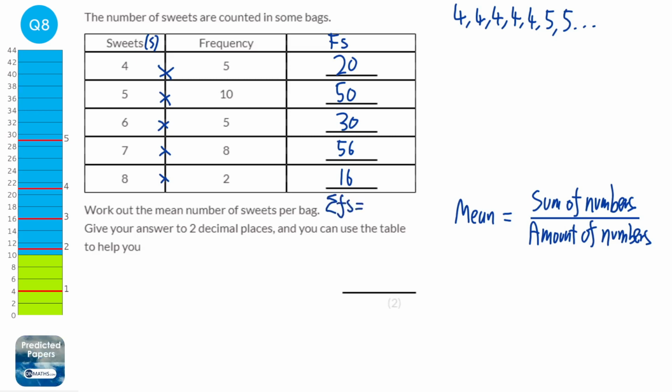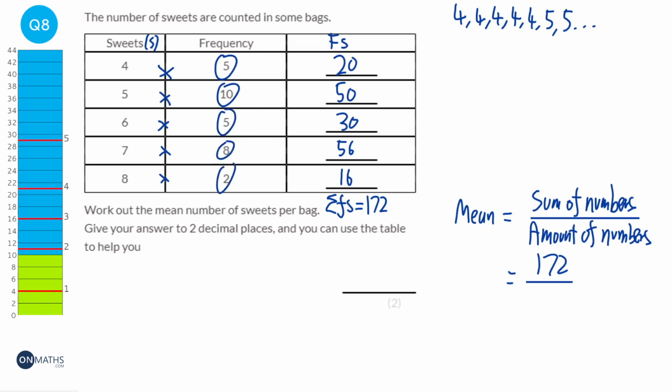And we just add up the 20, 50, 30, 56, 16. So we add up that column, which is going to be 172. So we know the top is 172. Now the second part is to work out how many numbers there are. Well, there are 5 numbers in the first row, 10 in the second row, 5 in the next row, 8 in the next row, and then 2 in the next row.